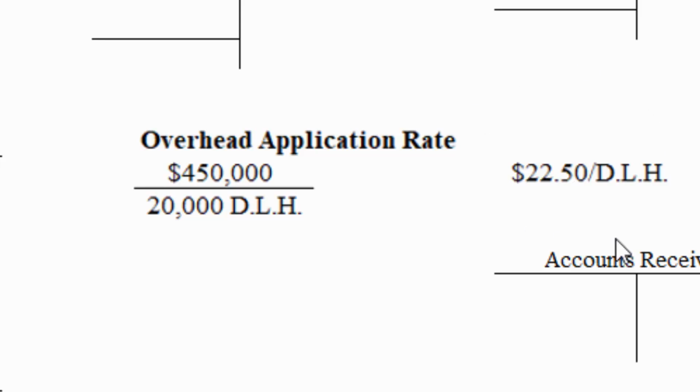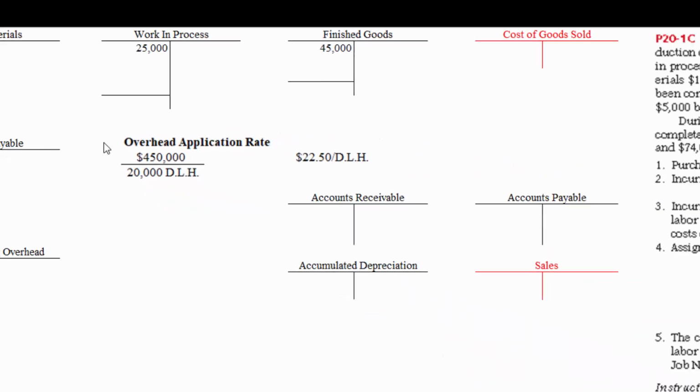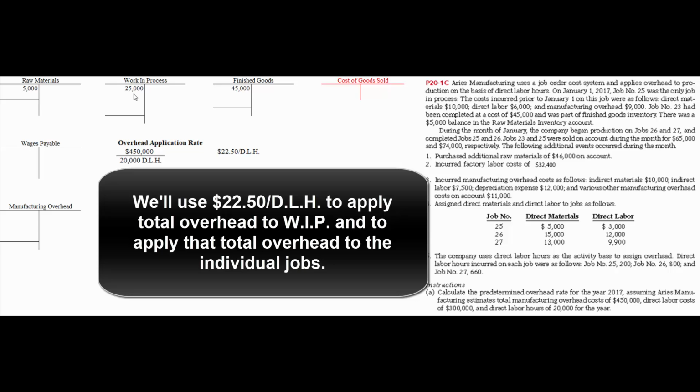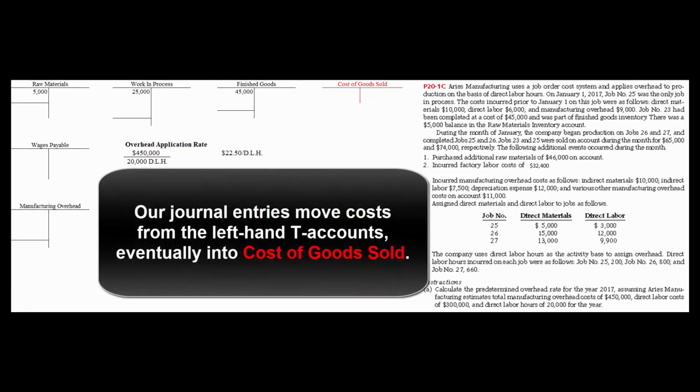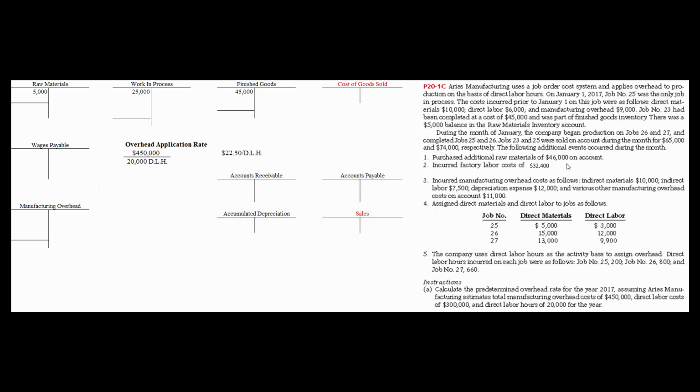We'll use that number to apply total overhead to work in process and also to apply overhead to the specific jobs. The total overhead that gets applied to work in process is going to equal the sum of the overhead that got applied to specific jobs. All right, let's do some journal entries because life is best understood in terms of debits and credits. It tells us that we bought additional raw materials on account for $46,000.